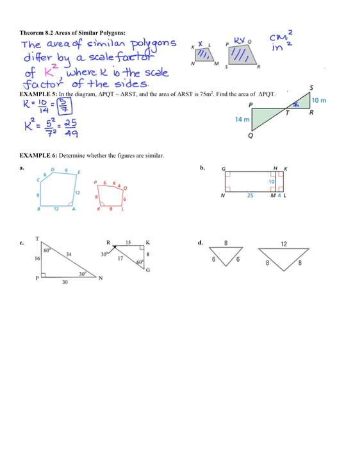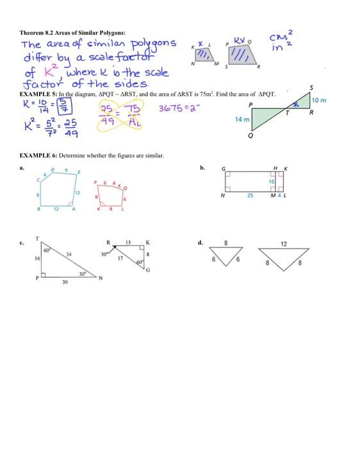All right, so now when we go to do our area, we know that 25 is to 49, so the smaller is to the larger, as the smaller area, which goes with RST, is to the area of the larger. And once again, we do our lovely cross multiplying. I will work it all out so that we have all the work here. So we want 49 times 75. Whew, that's a big number.